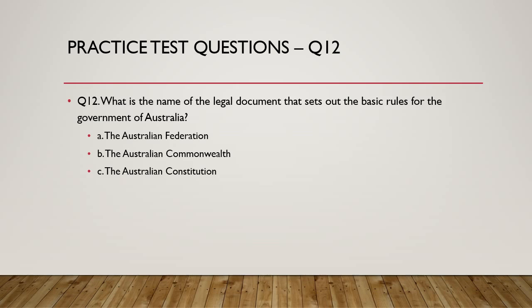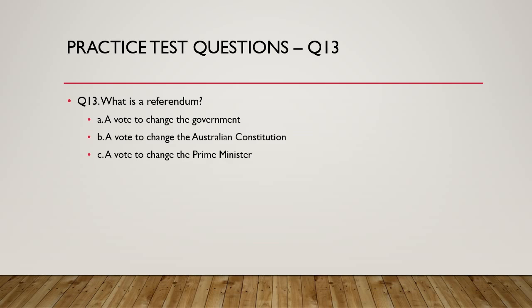Question 12. What is the name of the legal document that sets out the basic rules for the government of Australia? And the answer is C. The Australian Constitution. Question 13. What is a referendum? Is it a vote to change the government, a vote to change the Australian Constitution, or a vote to change the Prime Minister? And the answer is B. Vote to change the Australian Constitution.